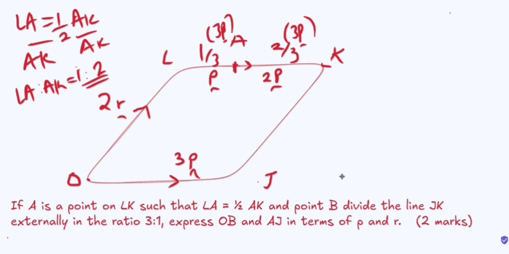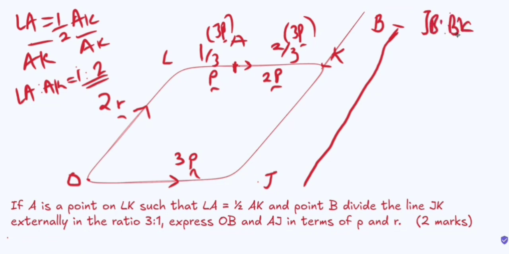So you are interpreting the question. Point B divides the line JK externally. Remember there is another kind of line division, externally. So that point is outside the line JK. When you say externally, the point is outside, so your point should be somewhere like here. Let's say it is this one, in the ratio 3:1. So from J to B is 3, and that is the ratio, JB to BK.